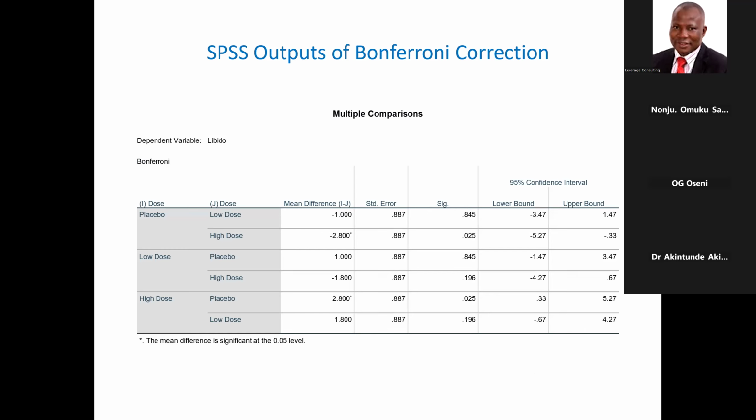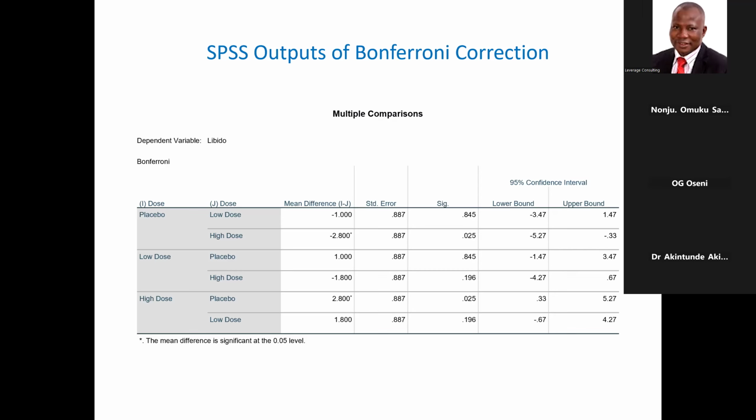You will see this output now. You remember we have three levels for the data we used last week on the libido. We have group 1, placebo, 5 of them. You give them placebo, it's not an active ingredient. Group 2, you give them low dose Viagra. Group 3, high dose Viagra.